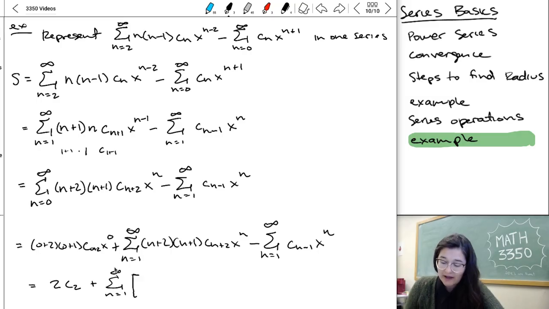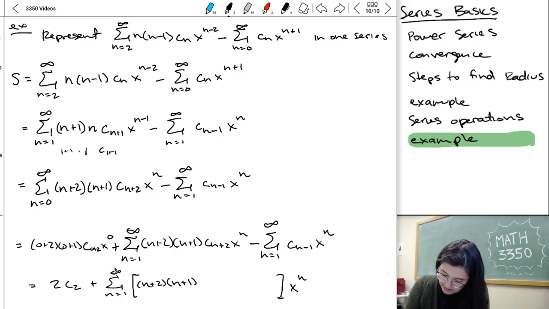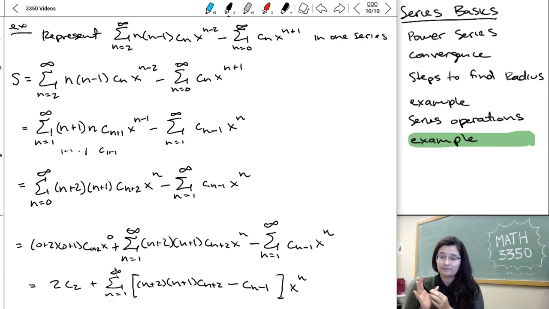And now I can combine both of my series because they both start from the same lower bound and have the same power of x. And when I combine them, all I do is take everything that multiplied x and add or subtract them however they were in the series. So here I have (n plus 2)(n plus 1) c sub n plus 2 minus c sub n minus 1. And then at this point, I've finished the problem.